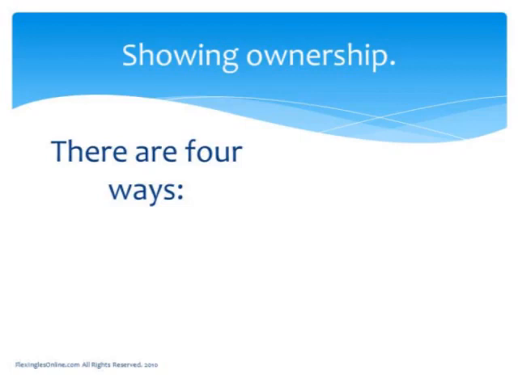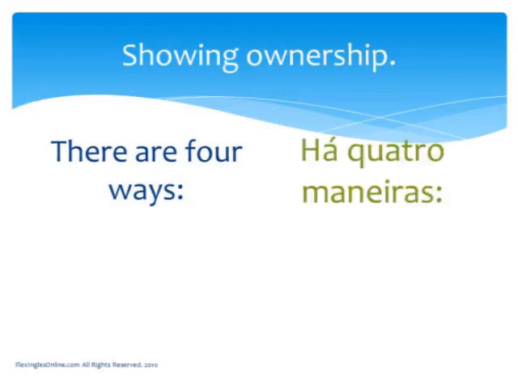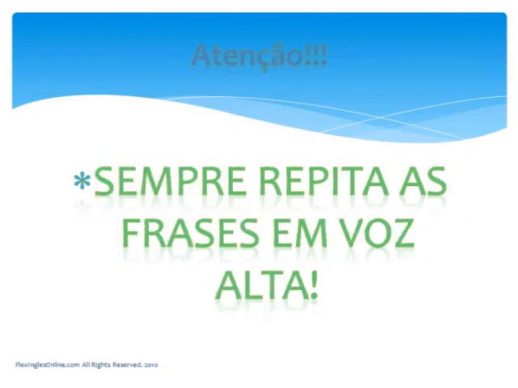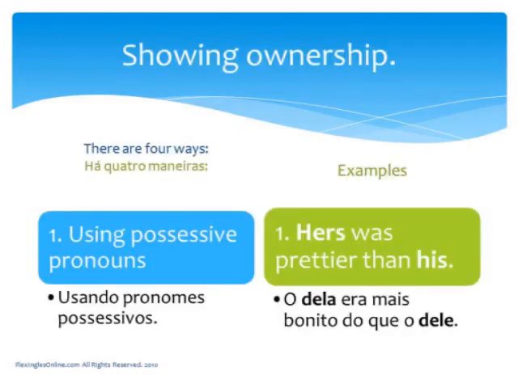In a nutshell, there are 4 usual ways to show possession or ownership. They are the following. Remember to practice the verbs and example sentences right after I say them. I will give you some time to repeat the words. 1. Using possessive pronouns. For example, hers was prettier than his.